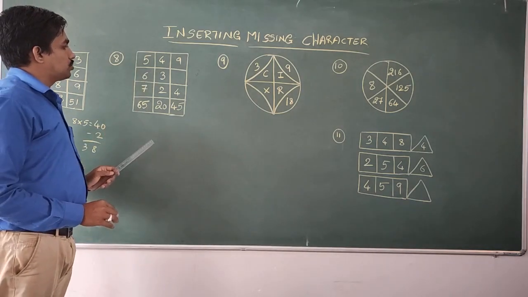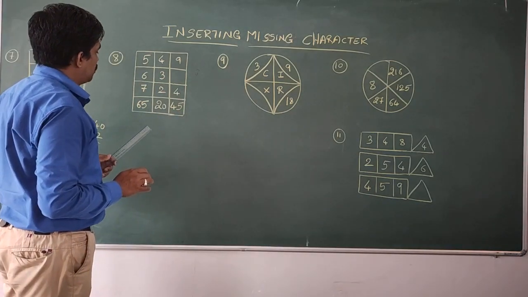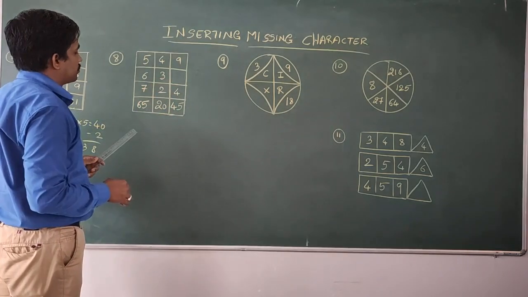And coming to the next question. So here we have to get this number. See here, first we find these three and we will easily get this one.